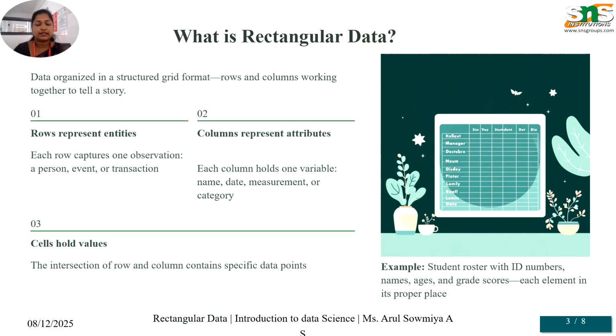Rectangular data simply means data arranged in rows and columns like a table. Think of your school attendance register. Each row is one student. Each column is one detail, that is name, age, marks, etc. Each cell is one piece of information. So this neat table shape is called rectangular data.